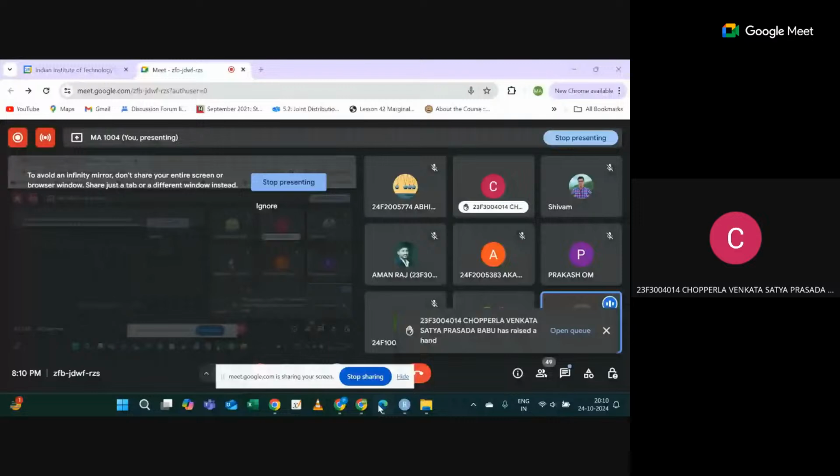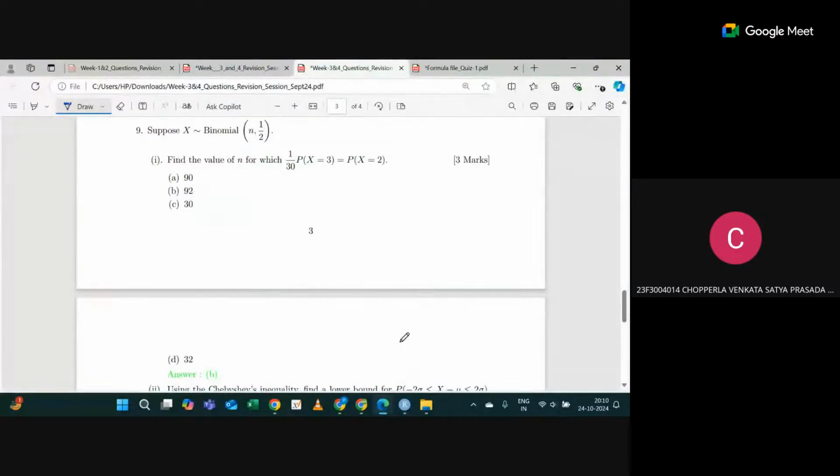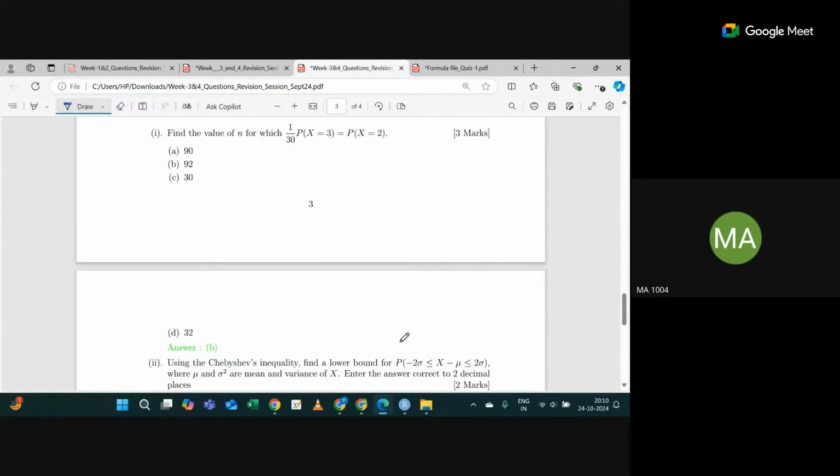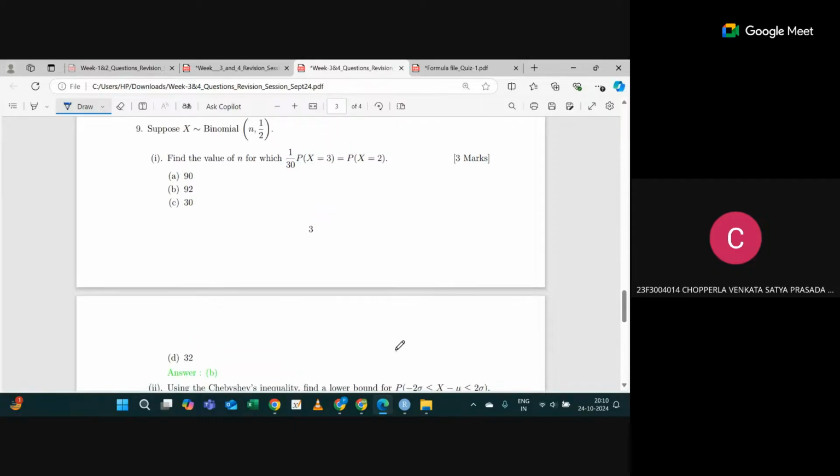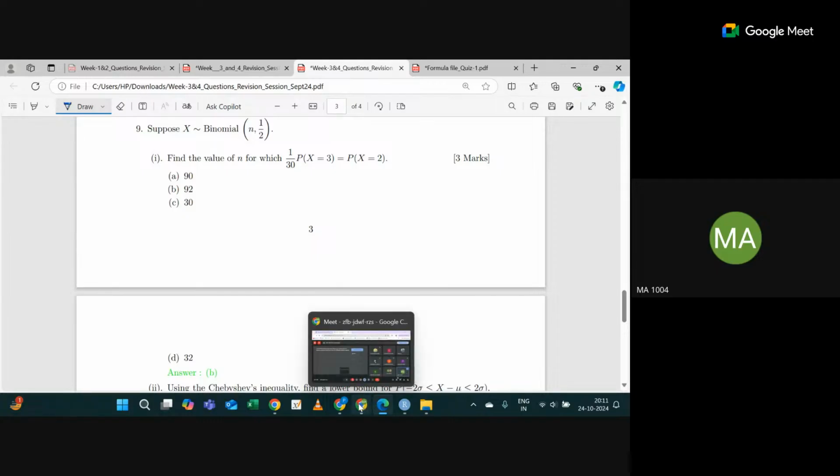Sir, I have one problem where I'm unable to get how to proceed. Shall I post it here in this chat, and will you guide me, please? Is it from a PYQ or something else? I think it is a mock. Okay, you can post, or else just tag me on Discord. It will be better. I will write the solution and post it there.